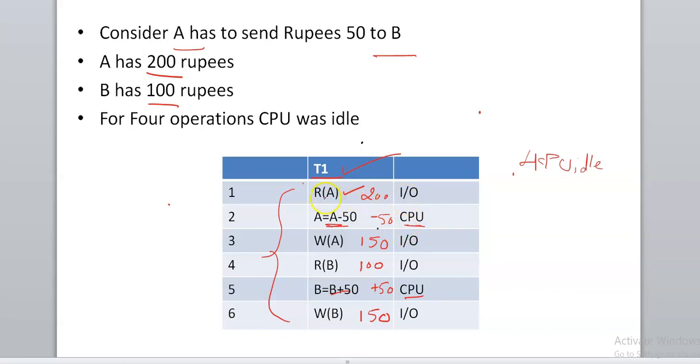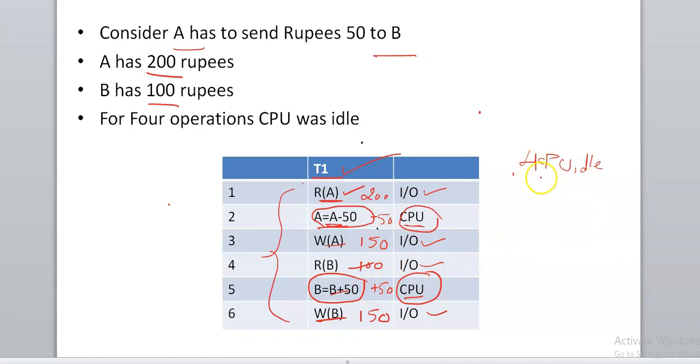So here, as you can see, read A is a read operation and it is considered an IO operation. Similarly, write A is an IO operation. Read B is an IO operation. Write B is also an IO operation, and only 2 operations need the CPU because the mathematical operations are performed in these 2 steps, which only the CPU can do with the help of the arithmetic logic unit.